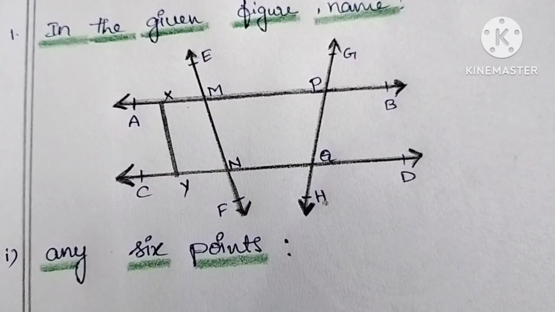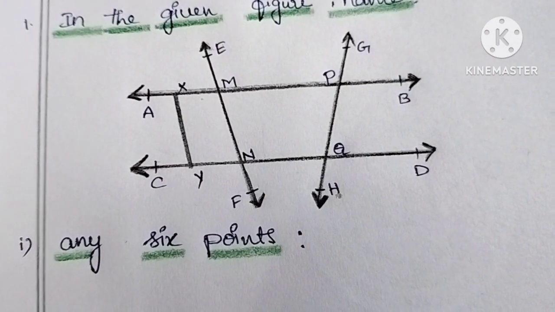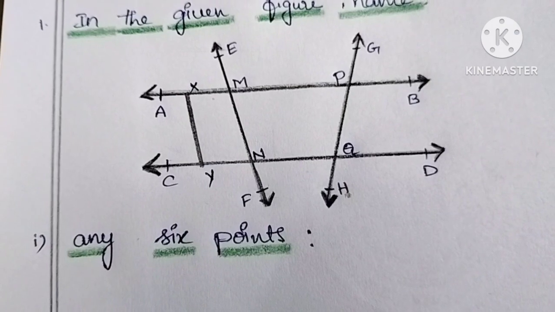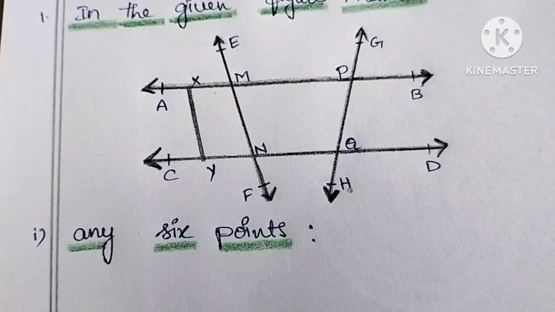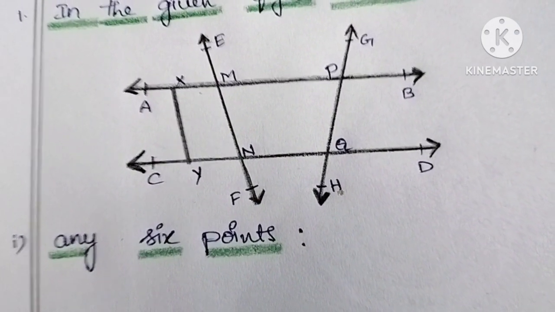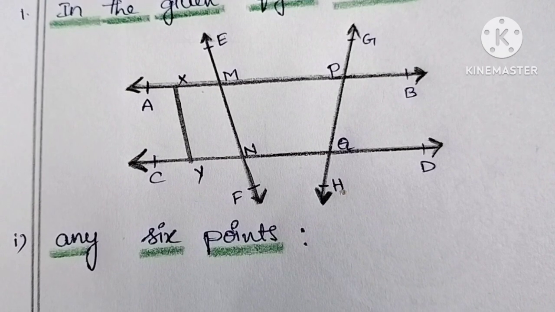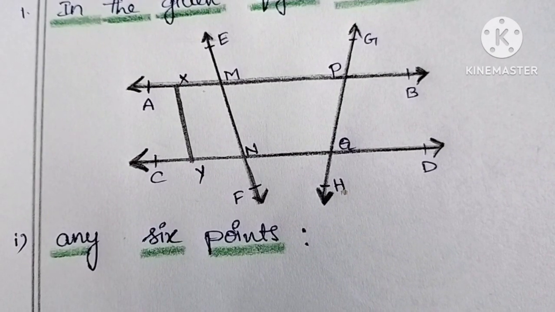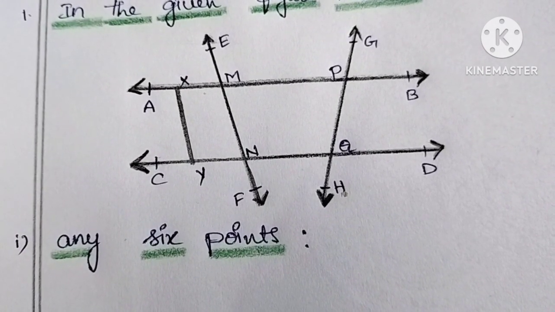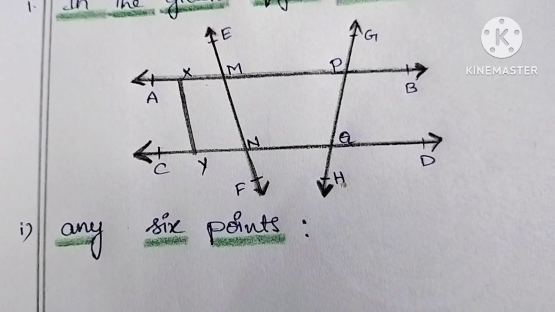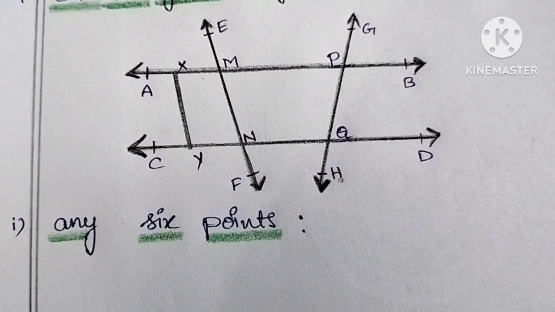So first one, name any 6 points. Usually we use a point to represent the exact location. So here a point is represented by the capital letters. Here we are having so many capital letters. These all are the points. So we have to write only 6 points.